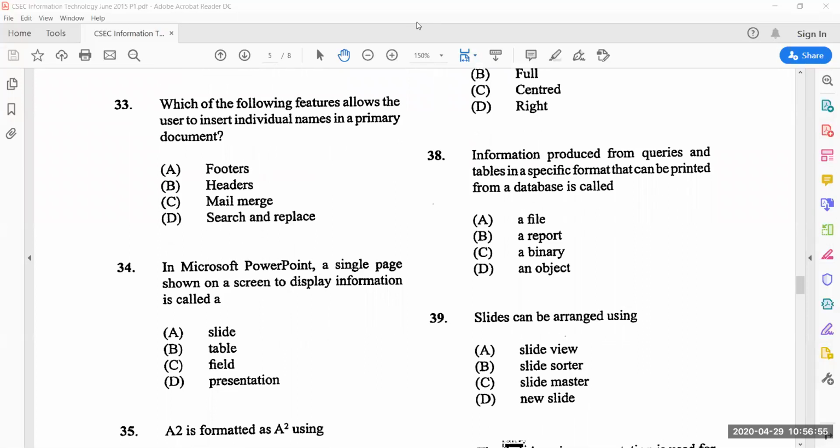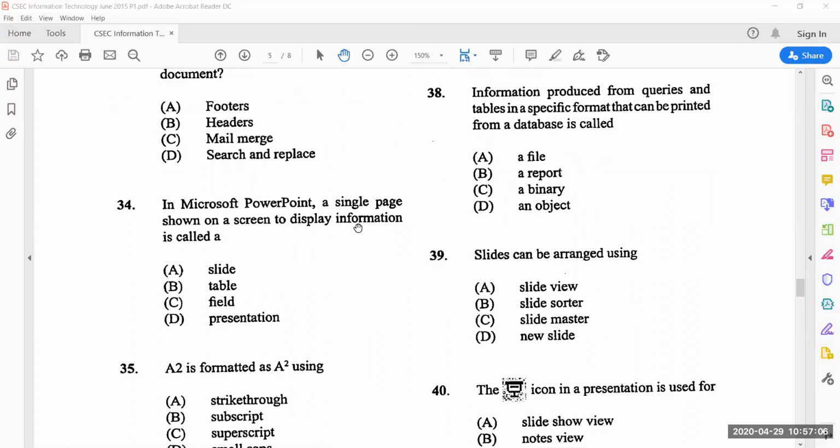All right, 34. In Microsoft PowerPoint, a single page shown on the screen to display information is called A, slide. Yes, a slide. In PowerPoint, each one of the pages is referred to as a slide.